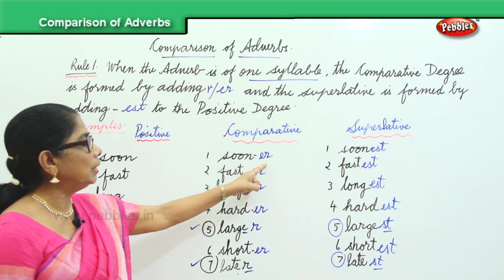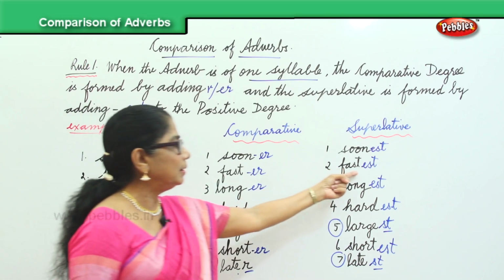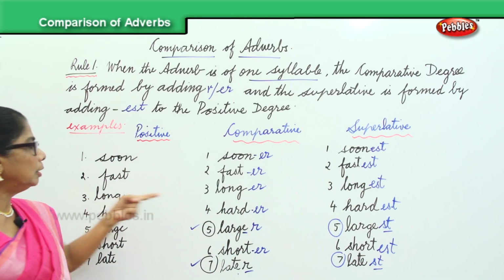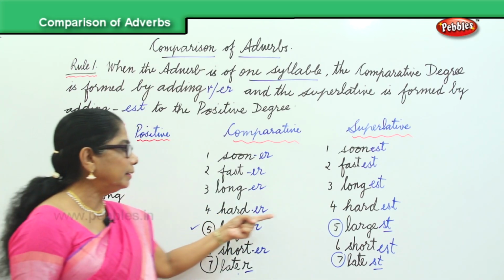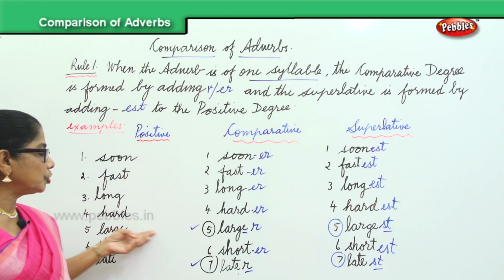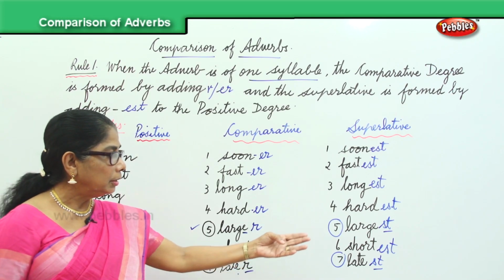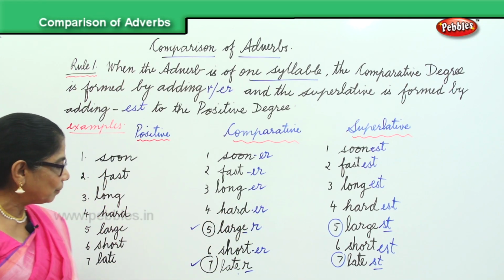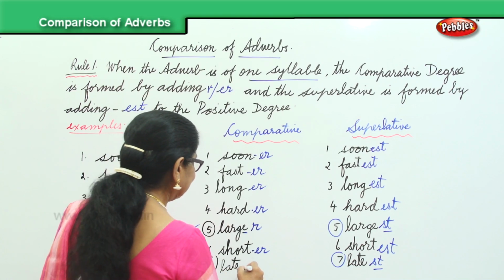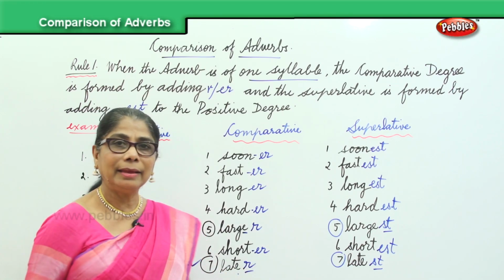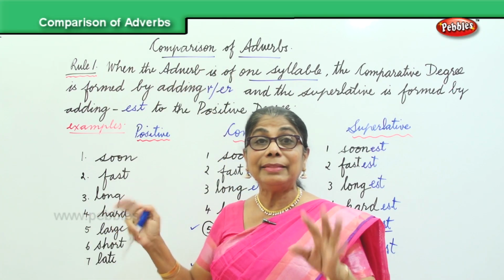Soon, sooner, soonest. Fast, faster, fastest. Long, longer, longest. Hard, harder, hardest. Large, larger, largest. Short, shorter, shortest. And finally late, later, latest. Okay, so that's how we form the comparison of adverbs in the three degrees.